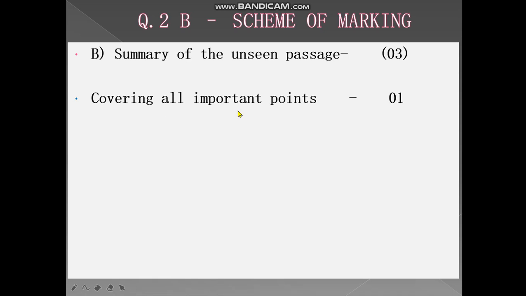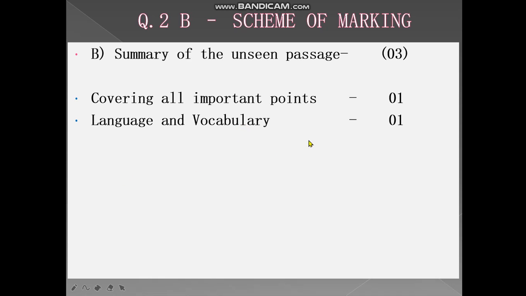First, covering all important points, that's for 1 mark. This is a very important discussion, so don't lose your patience and concentration. At the very start of the year, I am telling you what is expected from you in that answer, so later on, don't tell me that you didn't know about it. It is a very clear and precise discussion. Many times you ask what is expected in that answer. So yes, this is expected: in the summary, covering all important points is very essential, and that's for 1 mark.